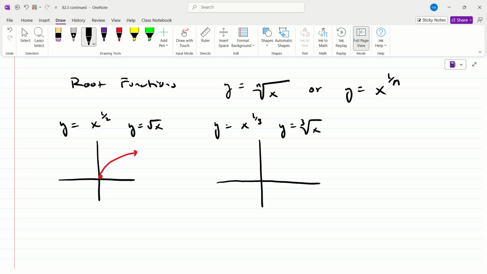Before we graph this, can we plug in negative numbers into these x's? You definitely can, because if we put a negative number here, you could take the cube root of a negative number. So this guy has a domain from negative infinity to positive infinity. And if you were to graph out the graph, it looks something like this.